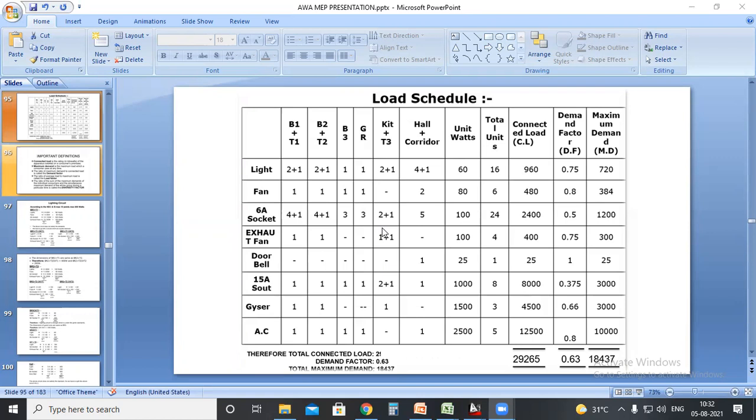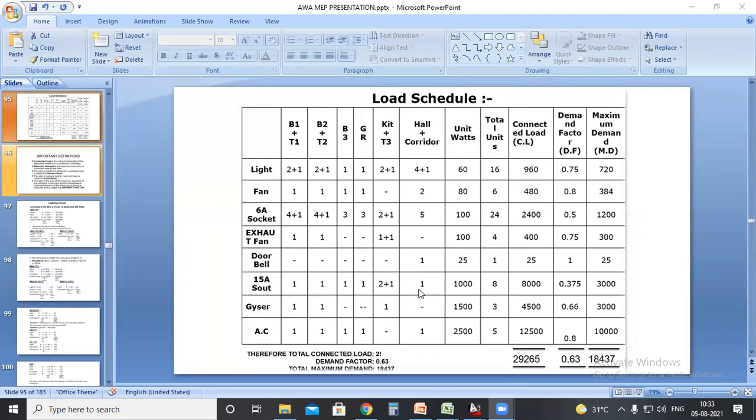So the total number of lighting circuits is 9. 18. Can you calculate once more? 18 is not the correct answer. 3 plus 3 plus 2 plus 2 plus 2 plus 2. 6 plus 2, 8, 8 plus 2, 10, 10 plus 2, 12, 12 plus 2, 14. Yeah, correct. 14 is the total number of power circuits.